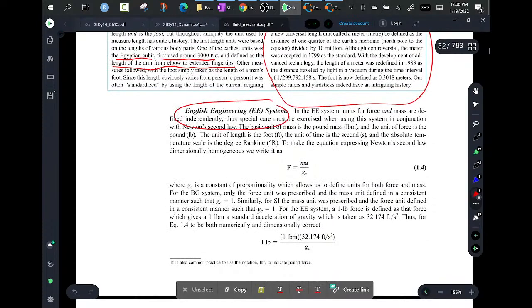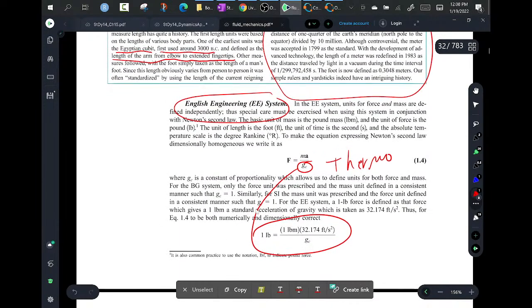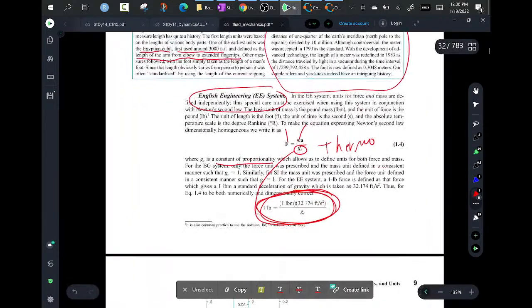English engineering. Oh, here's the dreaded G sub C. Oh my God. So this is thermo. If you don't know what to do and you don't want that, you just list this being a pound mass, this being a pound force, and you generate some weirdo kind of unit, a constant of, okay, he calls it a constant of proportionality. Okay, that makes my mind hurt.